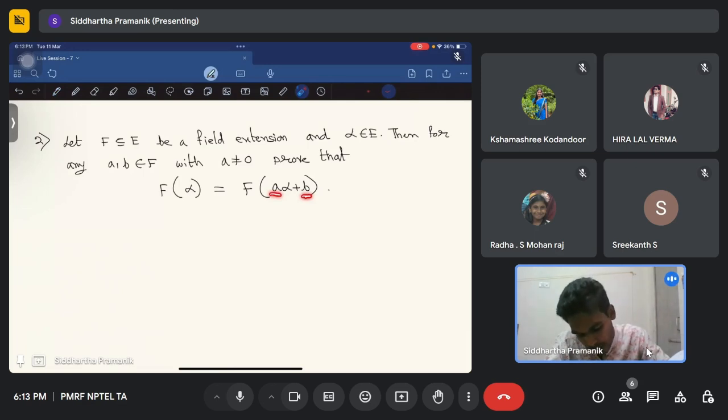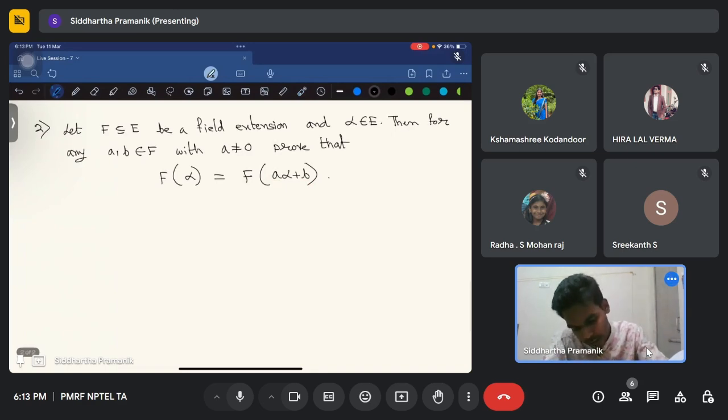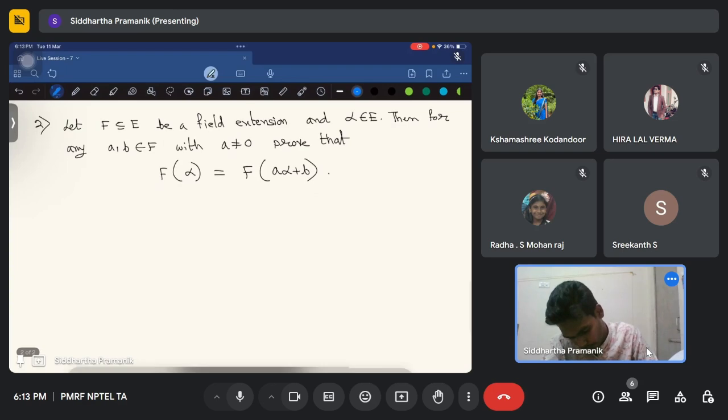This says that F absorbs its own elements. So this is something very useful. We will see later why it is very useful. But let's see the proof. It is not very difficult to see.